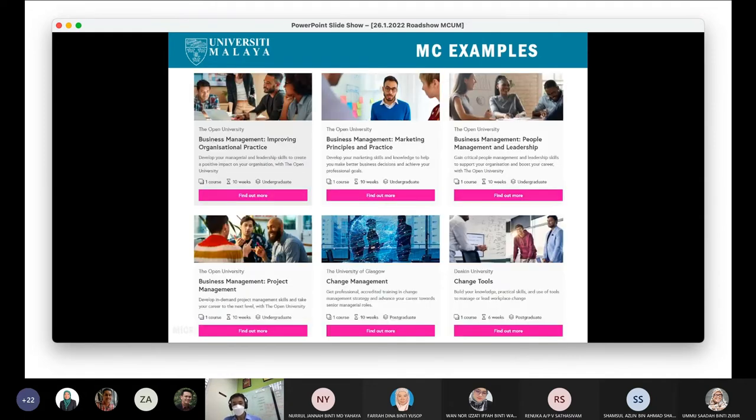Next. So these are other examples from different universities: Open University, Deakin University, Glasgow. You can see the different ways they offer their microcredentials. And these are just on business and management. Next.